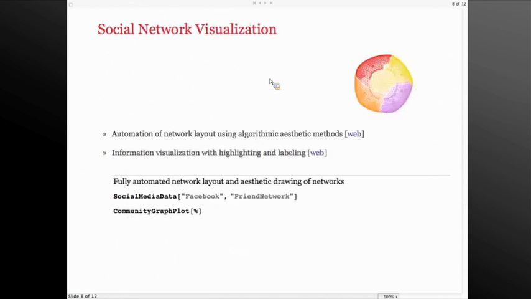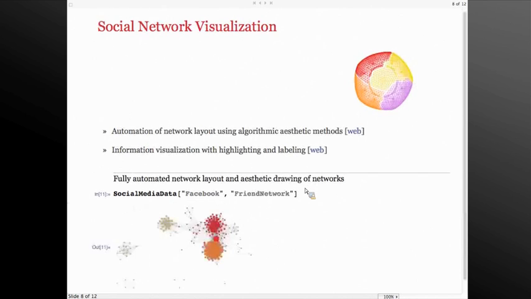Okay, before I look at the analysis, I will just point out what I just said: the network in Mathematica actually displays like a graphic, and it has the full power of our graphics. That means automation and algorithmic aesthetic methods, as well as information visualization. You can highlight nodes or actors or part of the group and do labeling. So this is just a basic example.